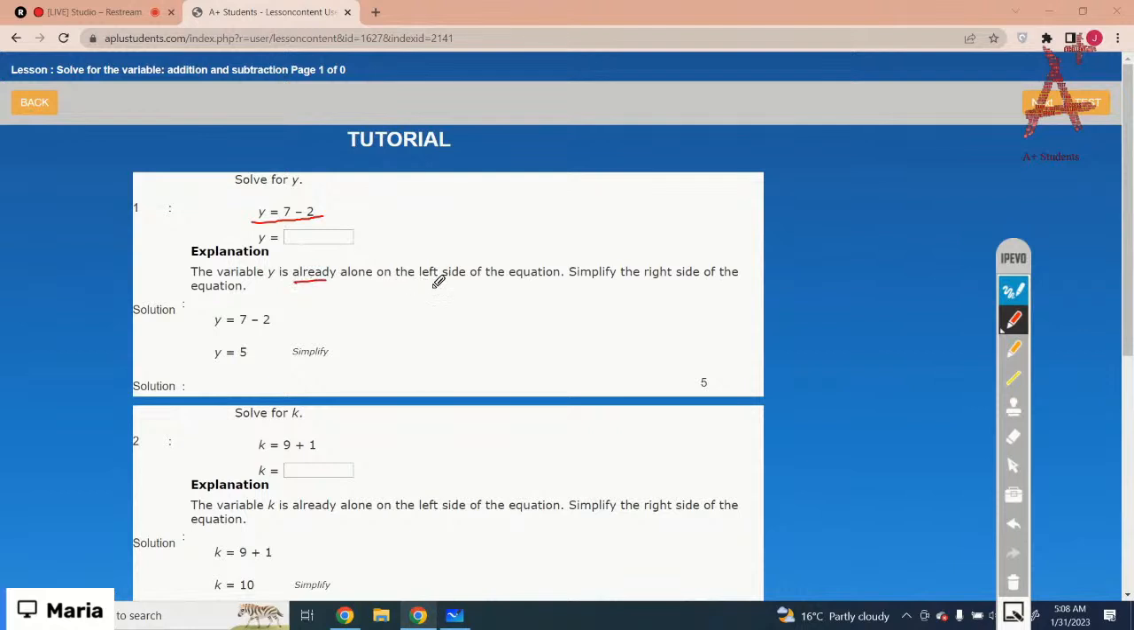The variable y is already alone on the left side of the equation. Simply solve the right side. Just do 7 take away 2. So 7 take away 2 is 5. Got it?